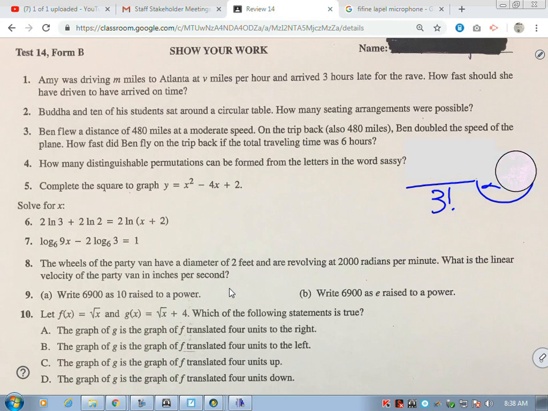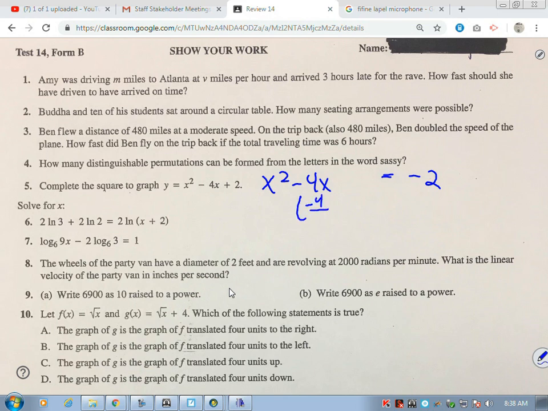Let's just erase this. All right, complete the square. How do I go about completing the square with something like x squared minus 4x plus 2? What's your first step? Subtract 2. So I should be writing up x squared minus 4x, leaving an empty space and putting minus 2 as I move that 2 over. What's the next step?